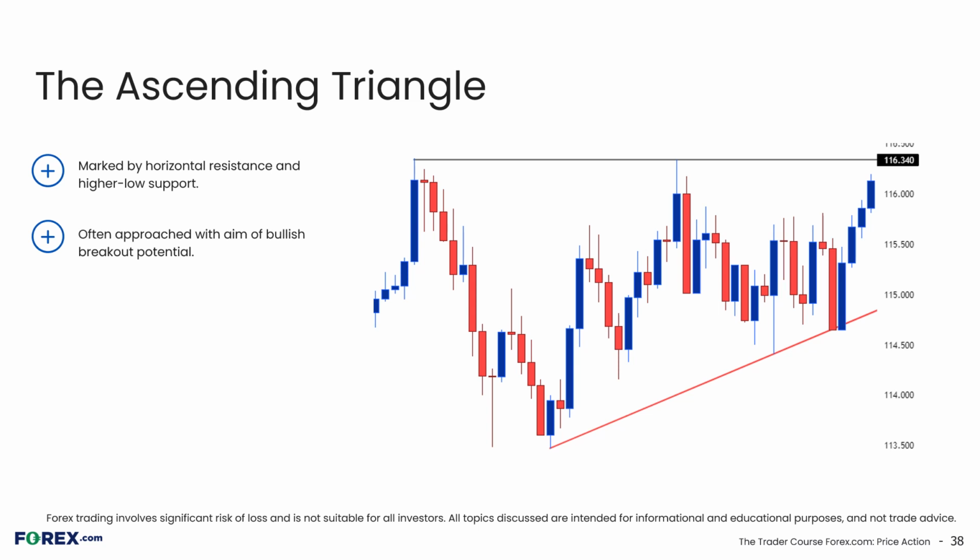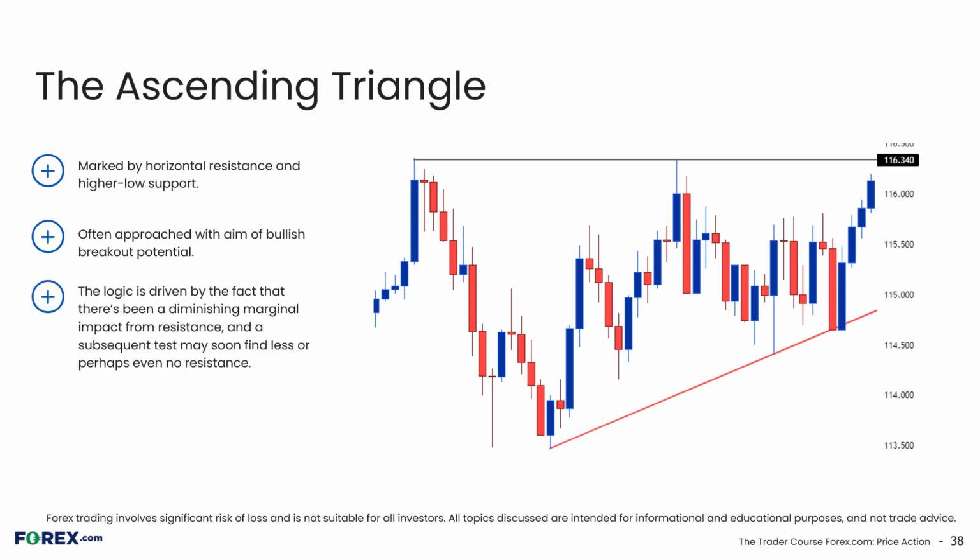Another way of thinking of this formation is the diminishing marginal impact of resistance, and we could see it playing out as a response to resistance on the first test, followed by a more moderate response to resistance on a second test, thereby allowing for a bullish trend line to connect higher lows. The formation will look like a triangle, with horizontal resistance marking the highs and higher lows produced by the trend line marking some element of support.